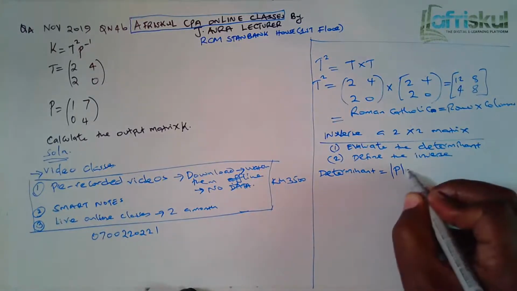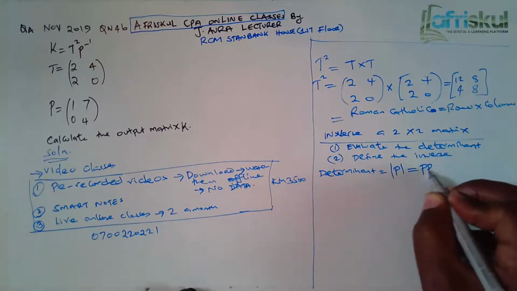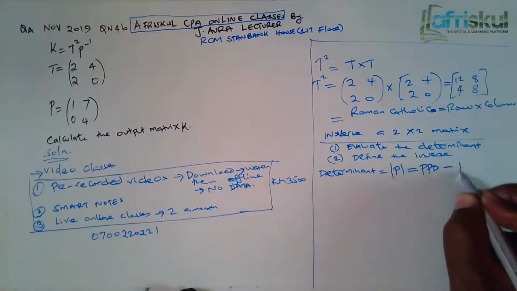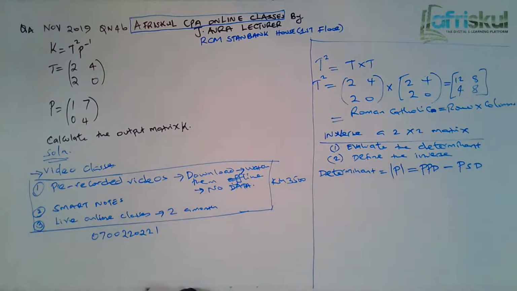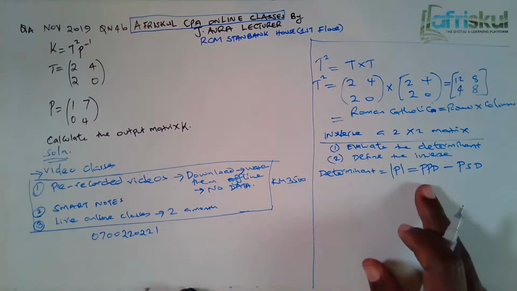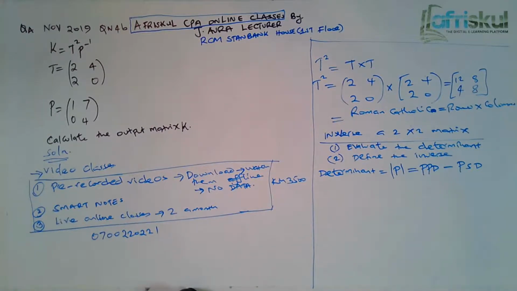How do we get this? It's very easy. Product of primary diagonal minus product of secondary diagonal. I'm repeating again: product of primary diagonal minus product of secondary diagonal.